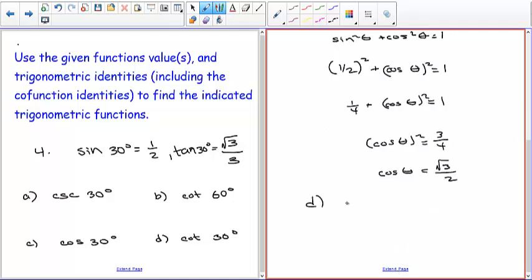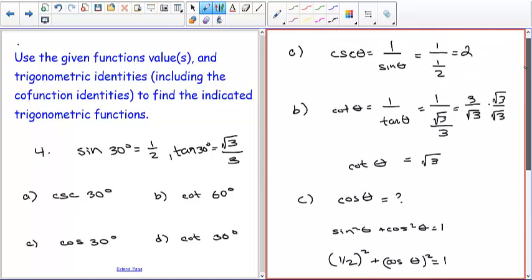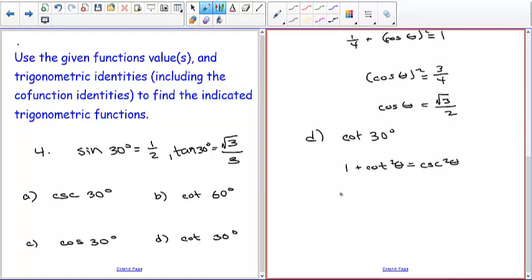Now, the last one, which is the cotangent of 30 degrees. Let's see if there's anything that we might be able to use there. Well, we have this one that says 1 plus the cotangent squared of theta is equal to the cosecant squared of theta. So I know what the cosecant squared of theta is. I've done that in one of the problems already, which says the cosecant of 30 degrees is 2.